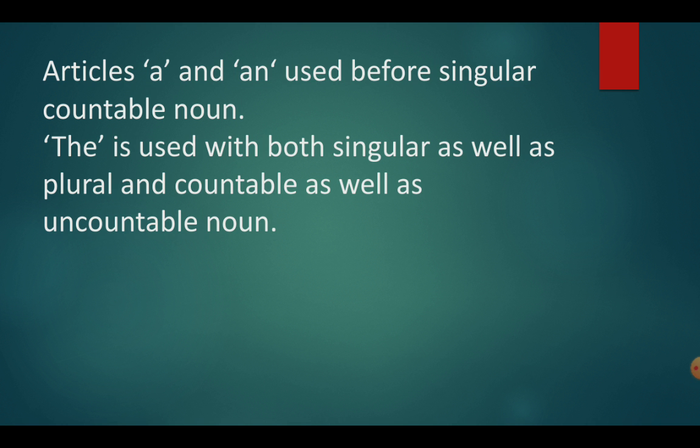So, articles a and an are used before a singular countable noun. The noun which is singular as well as countable. A pen, an egg. So, pen is singular and countable as well. We can count. An egg, yes, same with egg. Egg is singular as well as countable.